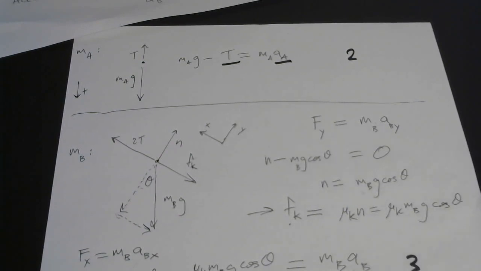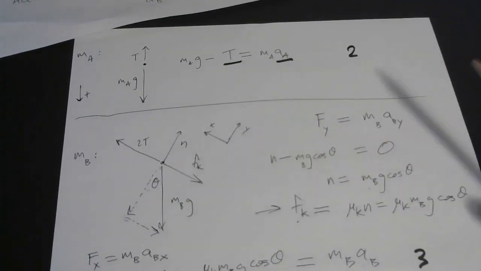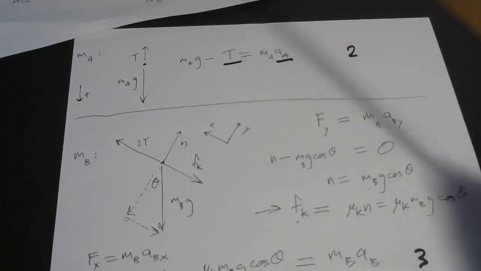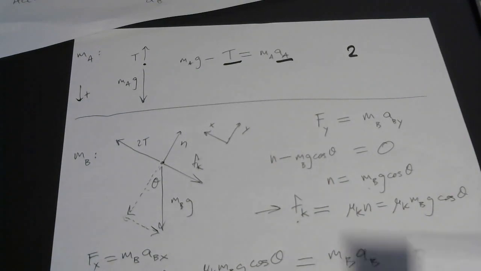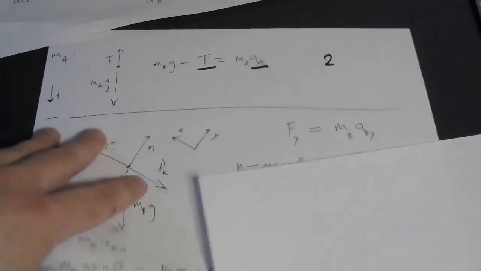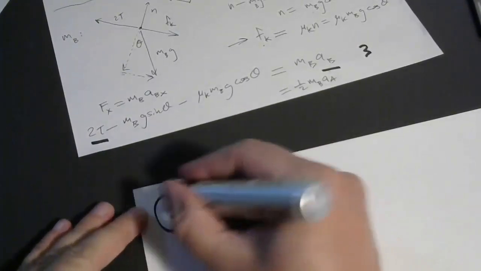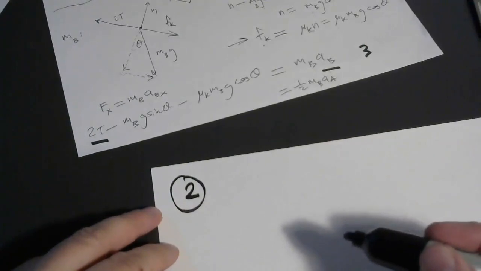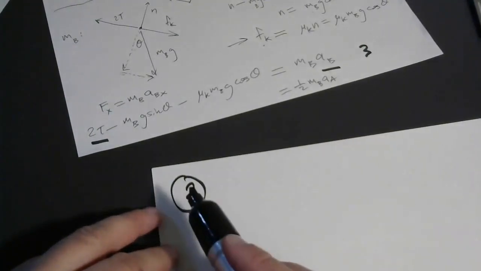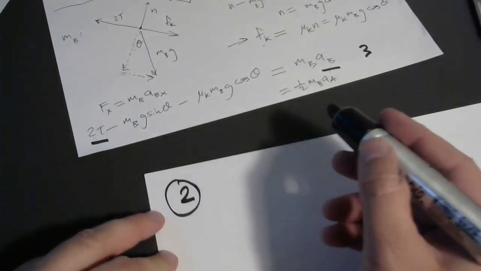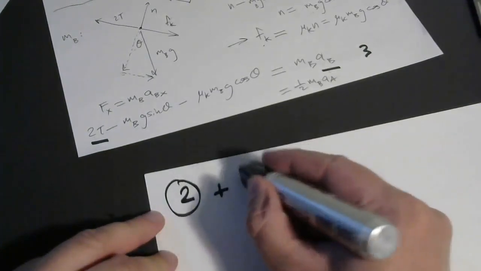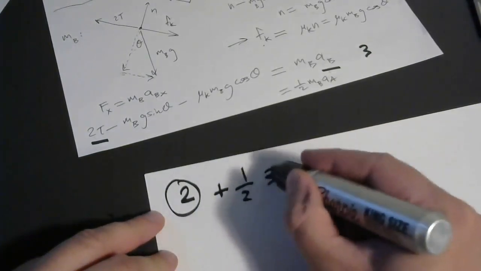Now I've got two unknowns in these two equations. So I've used one of my equations to eliminate A sub B. I have two equations and the same two unknowns now. Now I'm going to eliminate T. I'll do that by saying, take equation 2, and I like to put little circles around here to indicate that I'm adding equations, not just numbers. I'm not adding the number 2 to the number 3. So I'll take equation 2 plus 1/2 of equation 3.